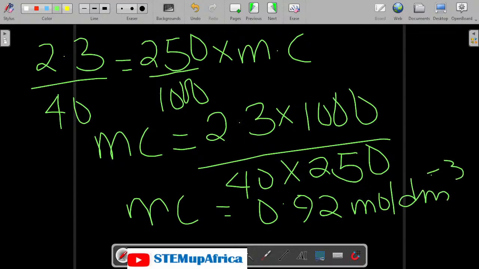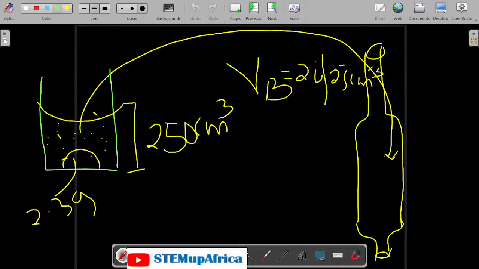0.92 mole per dm cube of sodium hydroxide. That is what we are going to achieve as our molar concentration. Let's go back to the question and see.